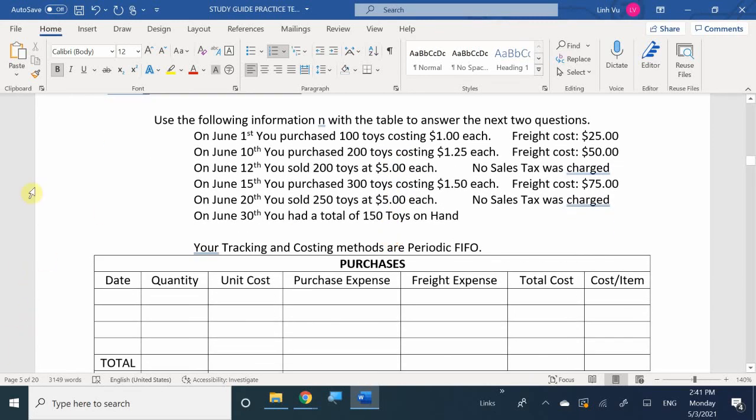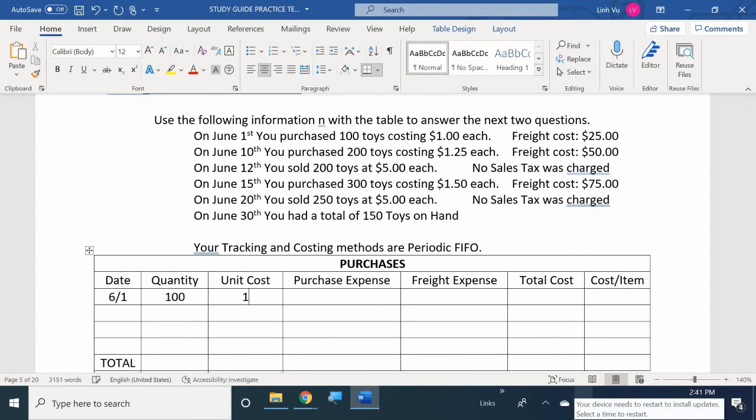So once again, what happened on June 1st? About 100 toys at $1 a piece. Freight was 25. So total purchase expense is $100. Total cost is 125, which comes out to $1.25 per unit. Good. Okay, and all right, let's go see what happened next.